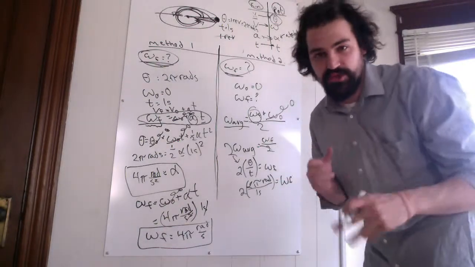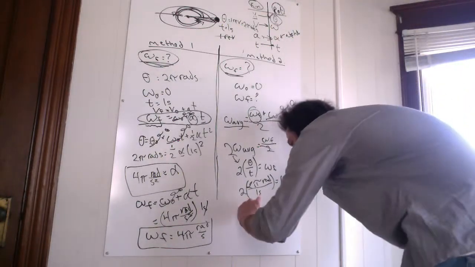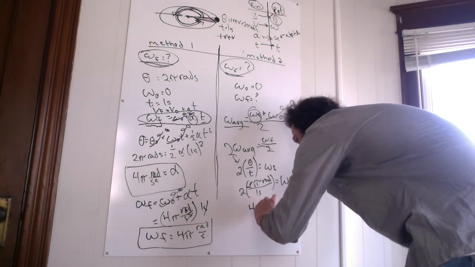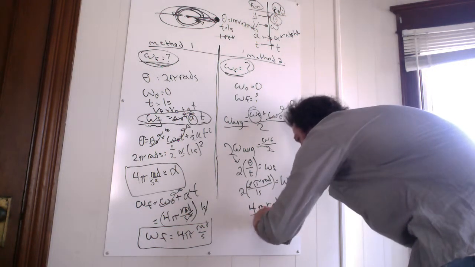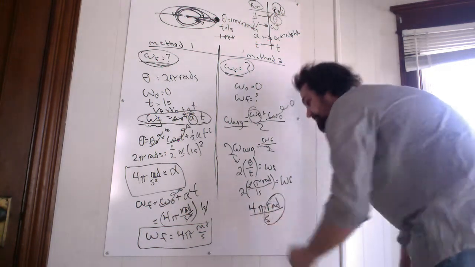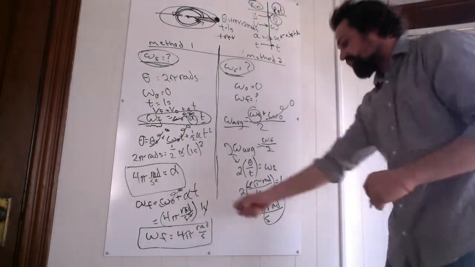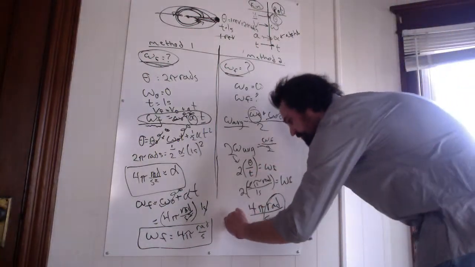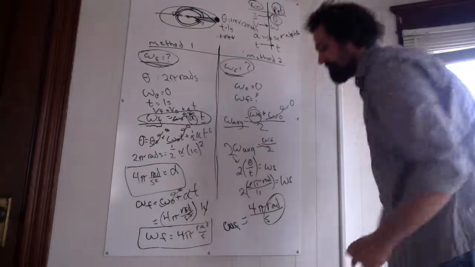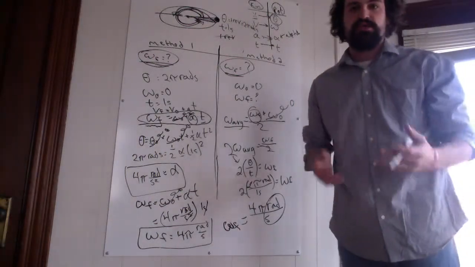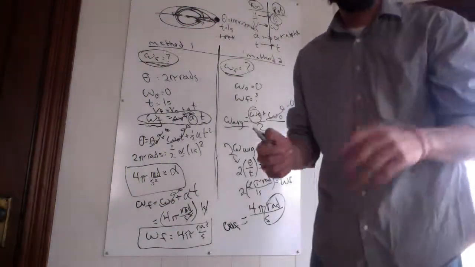So no matter which method you use, you should get the same results. So then we go with 4 pi radians per second. Again, radians per second, 4 pi. No matter which method you use, as long as you use the same principles, you should get the same results and have the same answer.